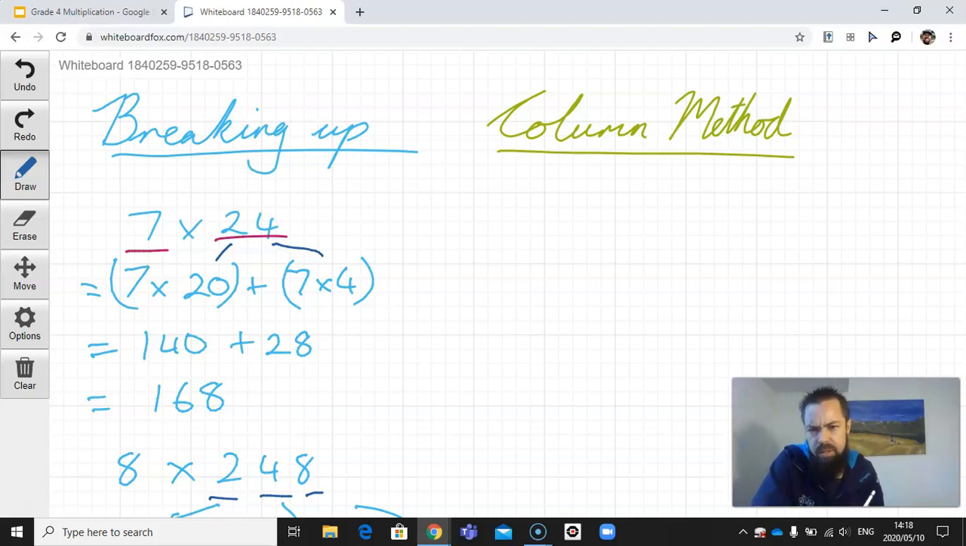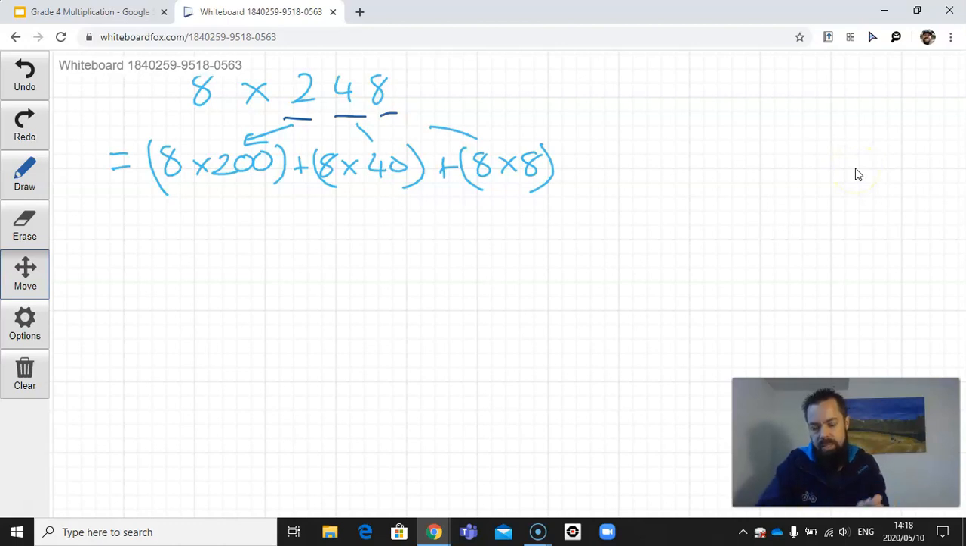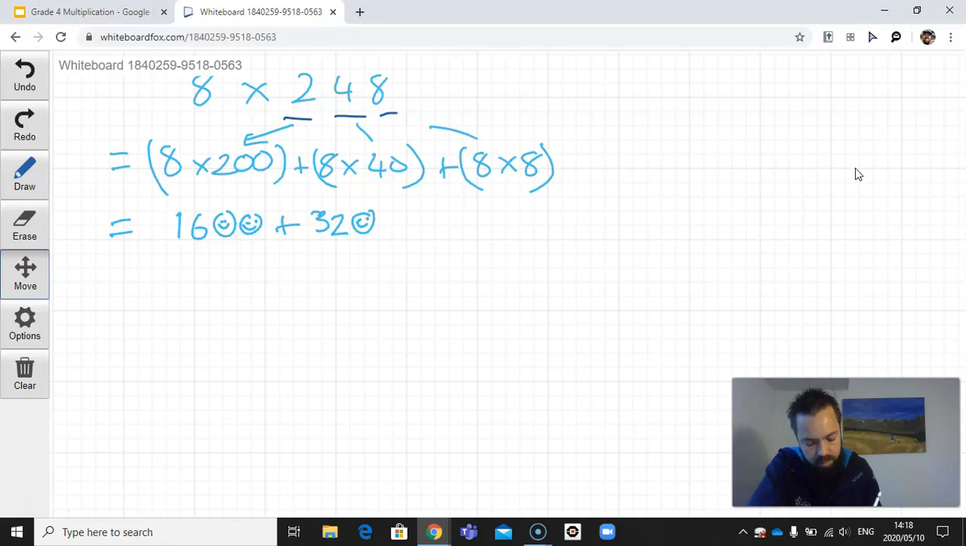Some people lay these out differently. For the third one, I'll show you the different layout. But again, it's still breaking up and putting it back together again. Okay, so 8 times 200, I've got 2 smiling zeros. 8 times 2 is 16. I've got 1 smiling 0 here. 8 times 4 is 32. 8 times 8 is 64. I can put these back together again.